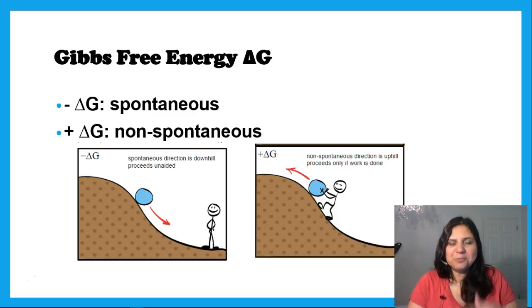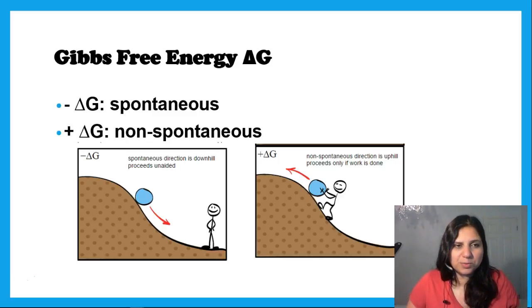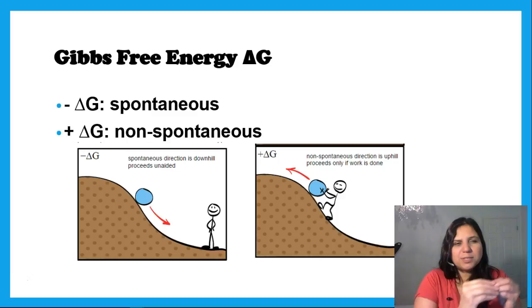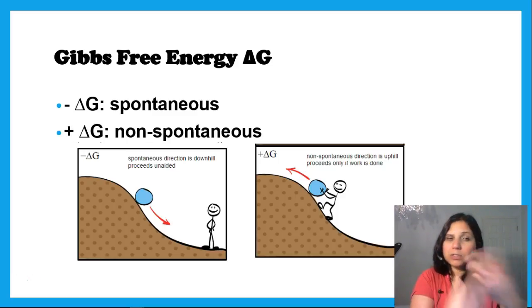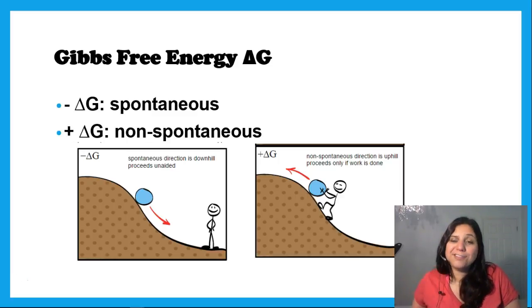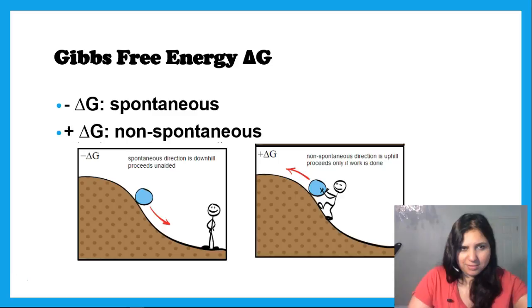Well, what's the sign when something is spontaneous or not? If delta G is negative, then it's going to be a spontaneous reaction. If delta G is positive, then it's going to be non-spontaneous. Why? Because remember, negative is a release of energy. So if there's energy released, then there's energy left over to do work and become spontaneous.